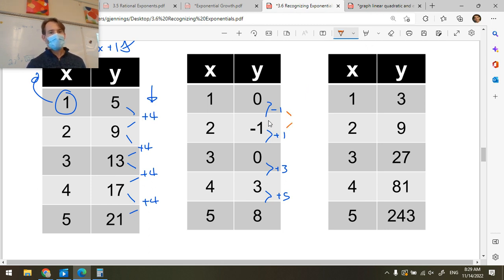So here we look at second differences. -1 grows to 1. That's an increase of 2. 1 grows to 3. That's an increase of 2. 3 grows to 5. That's an increase of 2. So yes, because we see second differences are constant, this is quadratic. See ya, Creedy.